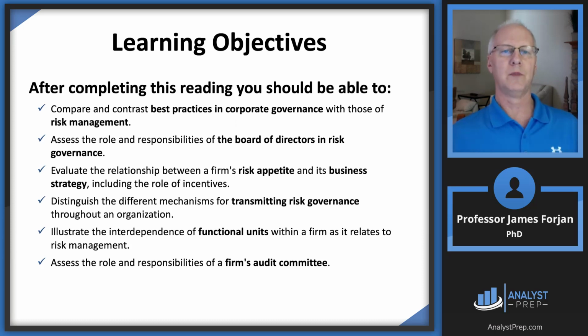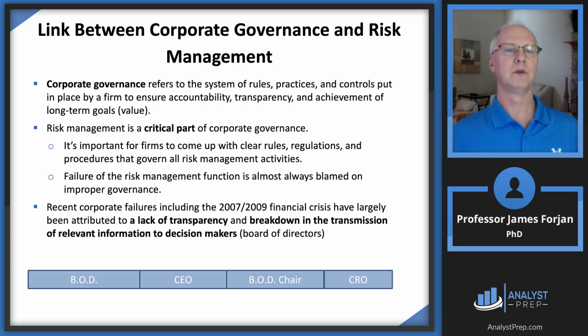What we're going to do is compare and contrast the best practices in corporate governance and those in risk management. There's the board of directors learning objective, risk appetite and business strategy, the relationship between those two. Distinguish the different mechanisms for transmitting risk governance throughout an organization. That's going to be an important one. Look at the functional units and then assess the role of the audit committee. So let's go ahead and start.